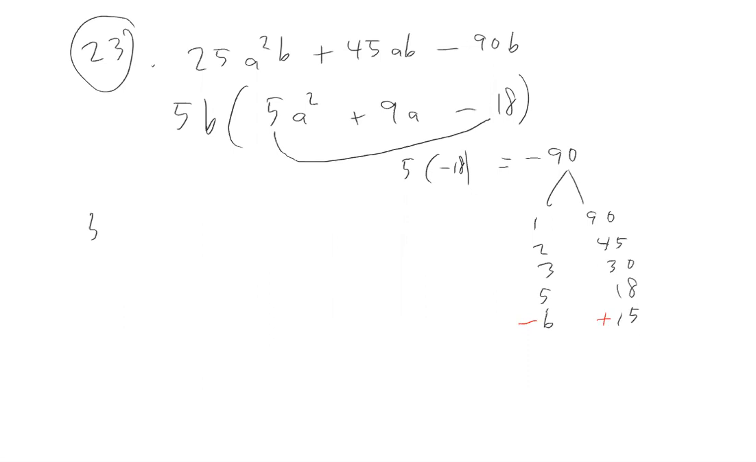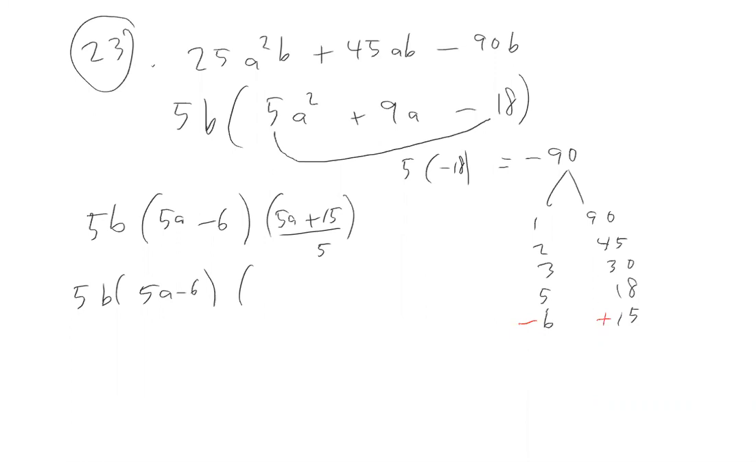So now I'll have 5b, and then I'll have 2 parentheses, and then I'll have the negative 6 and the positive 15, and then I'll have the 5a and the 5a in front of those. But then once again, just like I did in the last problem, I have to eliminate any common factors. So this one does not have anything in common in the first one, but in the second one, 5 is in common. So I have to eliminate that 5. So I'll be left with 5a minus 6, and then a plus 3. So that's the answer. Then problem 24.